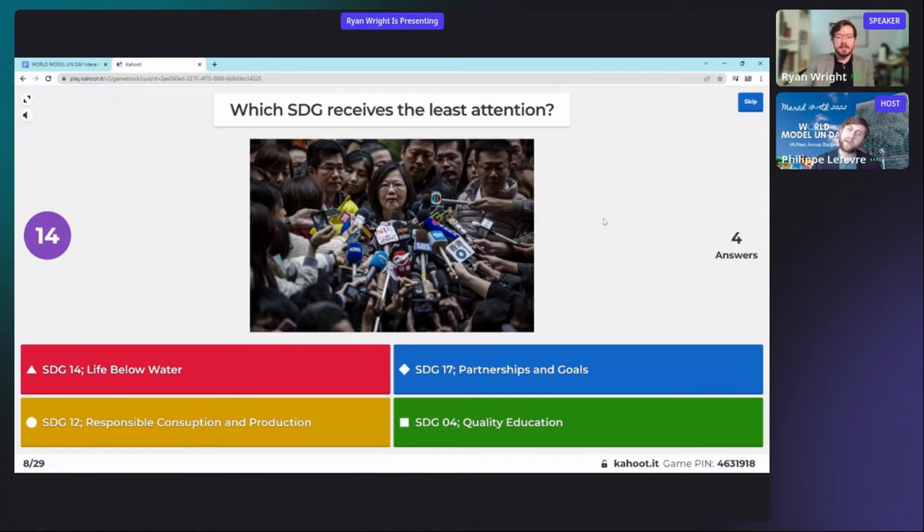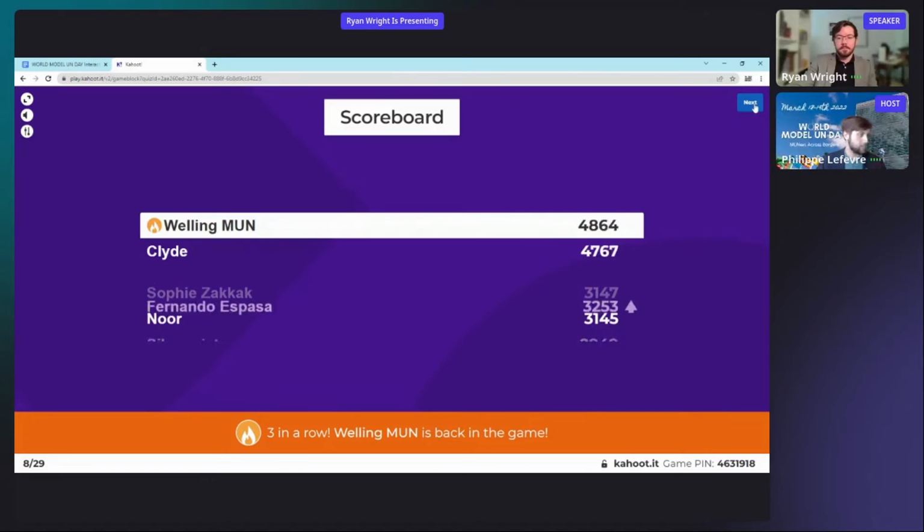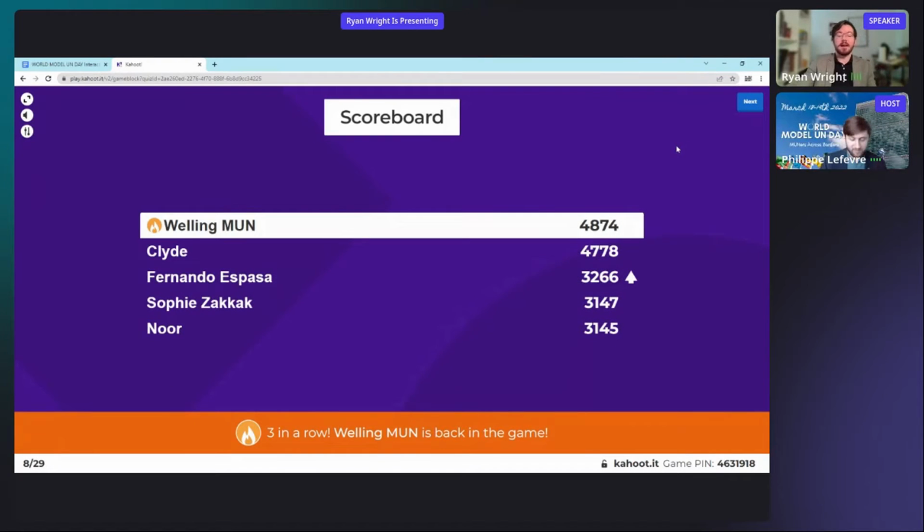And which SDG receives the least attention? This is according to a survey of countries and governments of where their priorities were. So this SDG ranked the lowest on world leaders' priorities. And that would be life below water, which is kind of a shame, but there's definitely more work to be done there. Oh, and quality education is the highest priority for world leaders, by the way. Just another fun fact. 3 in a row, Wellington is back in the game. Yeah, getting that streak going again.